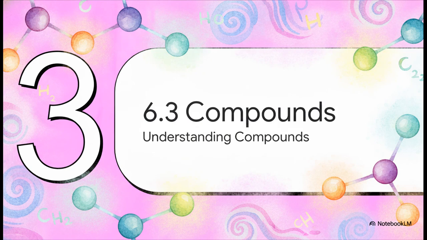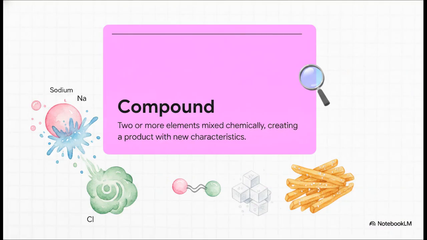Now for section 6.3, understanding compounds. Okay, but what happens when elements actually do link arms chemically? This is where chemistry gets a bit magical. A compound is created when two or more elements mix chemically. Unlike a casual mixture, real chemical bonds are formed here, and it creates a completely new substance. And here's the wild part. The new compound has completely different properties than the raw ingredients that went into it.